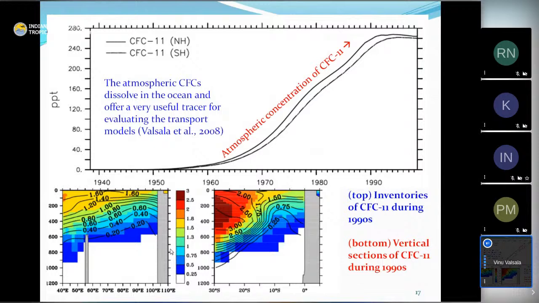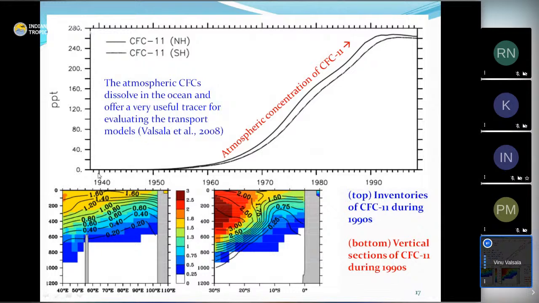Say, for example, chlorofluorocarbon. We all know it started emitting in the atmosphere in the early 1900s due to the industrial revolution and use of refrigerant, right? CFC is used as a refrigerant, and since then CFC started appearing in the atmosphere, and CFC also started dissolving in the ocean. So what is the advantage of that? The atmospheric CFCs dissolve in the ocean and offer a very useful tracer for evaluating transport models. This is the basic principle.